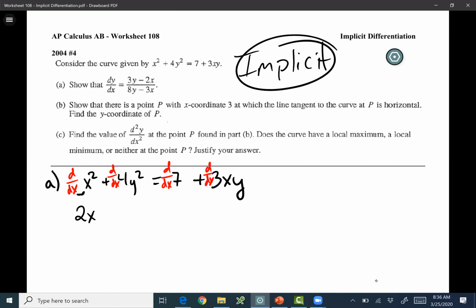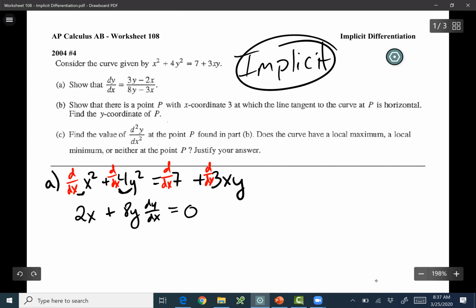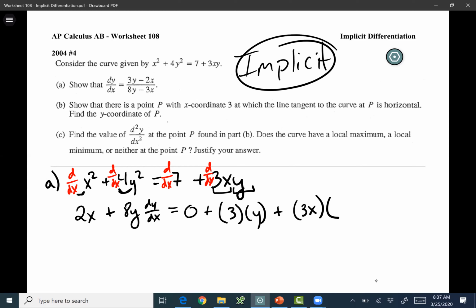So the derivative of x squared is 2x, then plus the derivative of 4y squared is 8y. But because these are different variables, it's dy/dx. And that's equal to 0, the derivative of 7. Plus, now this is going to be a chain rule. The derivative of the first one, 3x, is 3. Leave the second alone. Then plus, leave 3x alone, and the derivative of y would be 1, but because the variables are different, it's 1 dy/dx.